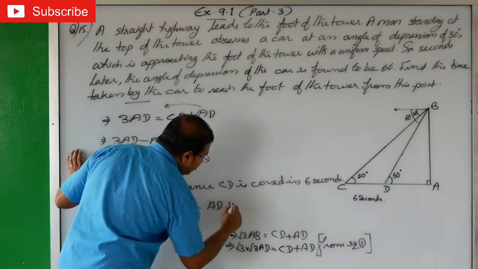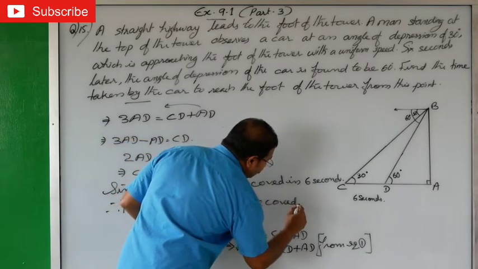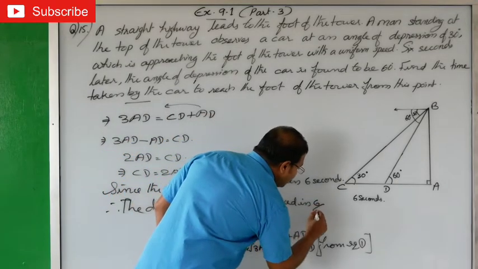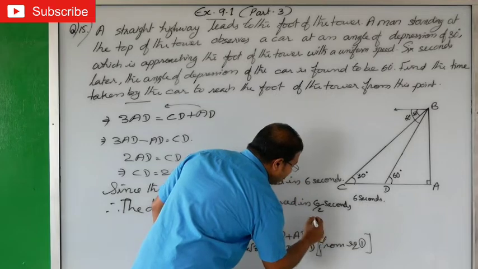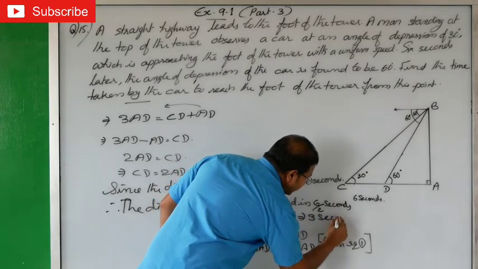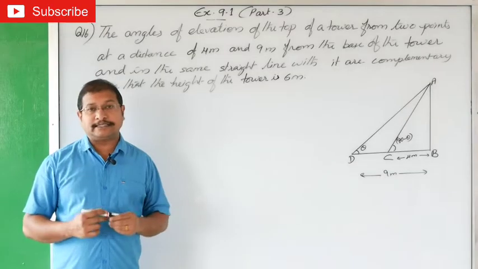AD will be covered in 6 divided by 2, 6 by 2 seconds. That means 6 by 2 means what you'll get? That implies 3 seconds. So the answer is 3 seconds. Let's see the next question.